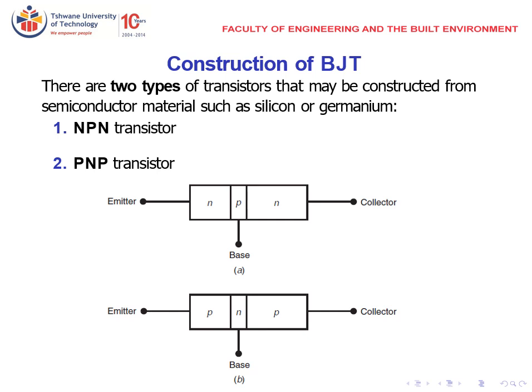The construction of a BJT. There are two types of transistors that may be constructed from semiconductor materials such as silicon or germanium. There's the NPN transistor and the PNP transistor. The NPN transistor is made up of two N-type semiconductor materials and one P-type. And the PNP is made up of two P-type semiconductor materials and one N-type. So it makes up three terminals. The first being the emitter, then you have a base, and you also have a collector.